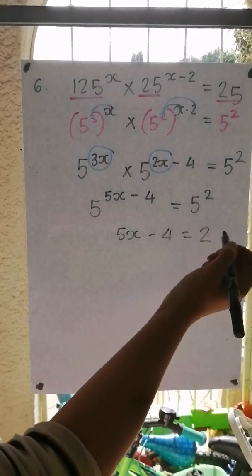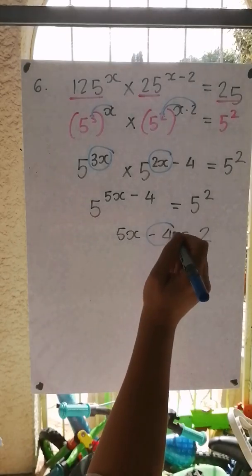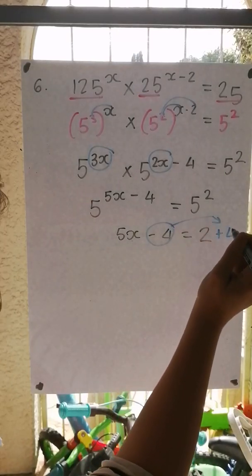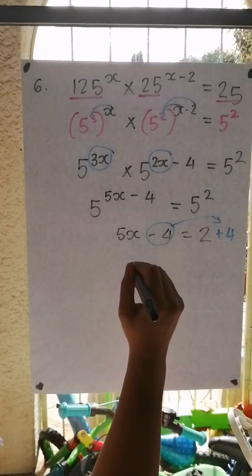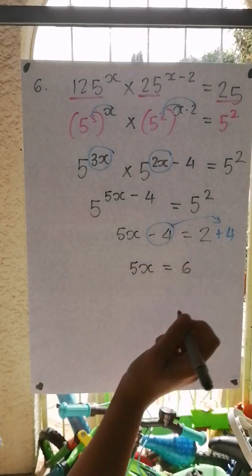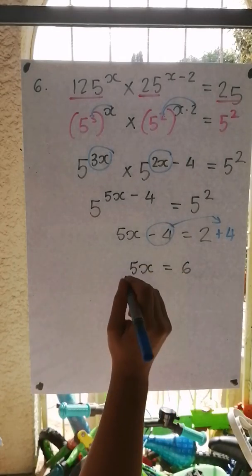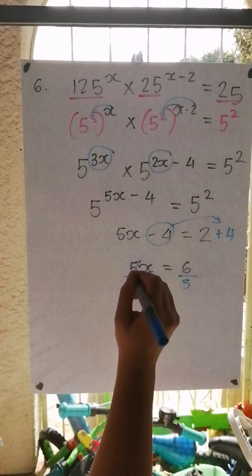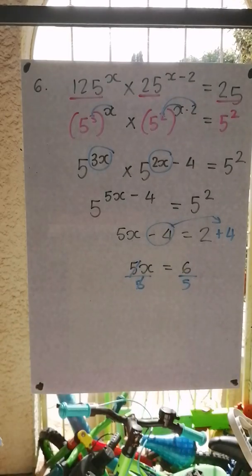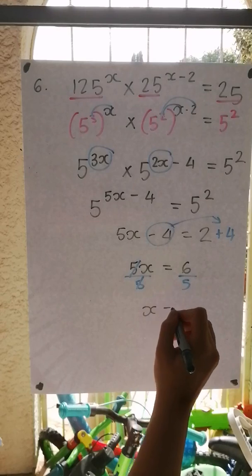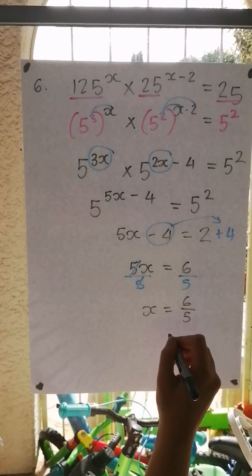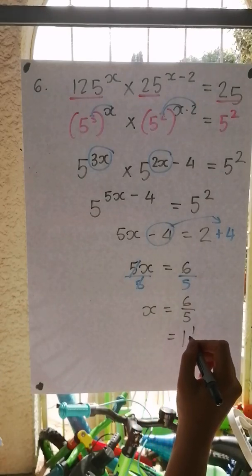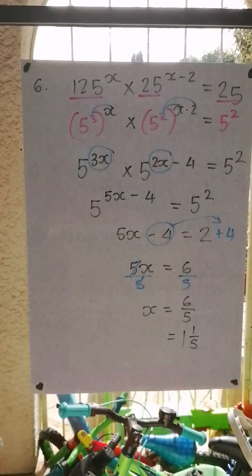Solving for x, I take the negative 4 over. It becomes a plus 4. So I end up with 5x equals 6. What do I do to get rid of that 5? Divide by 5, divide by 5. Those cancel, monomial over monomial, and then x equals 6 over 5. If you wanted to say 1 and 1 over 5, you can. But either way, you get your full marks. Okay, 2 more examples that we're doing together.